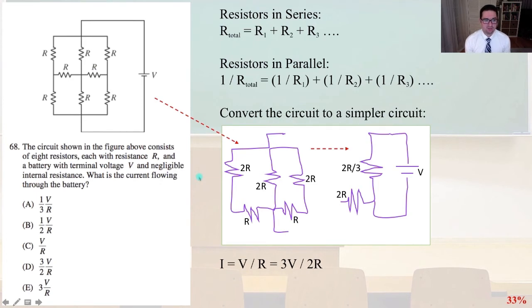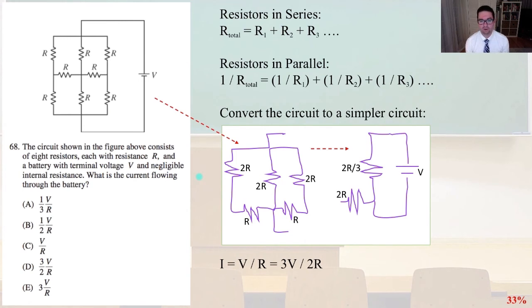68. The circuit shown in the figure above consists of 8 resistors, each with resistance R, and a battery with terminal voltage V and negligible internal resistance. What is the current flowing through the battery? So resistors in series, R total equals R1 plus R2 plus R3. Resistors in parallel, 1 over R total equals the quantity 1 divided by R1 plus 1 divided by R2, that quantity plus 1 divided by R3, and so on.